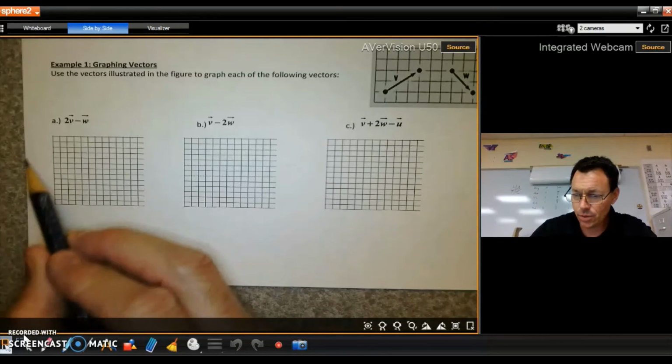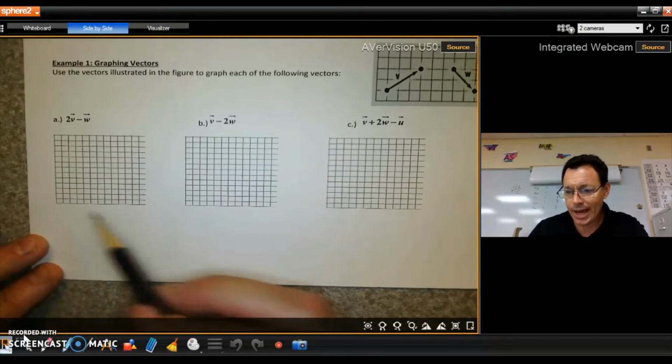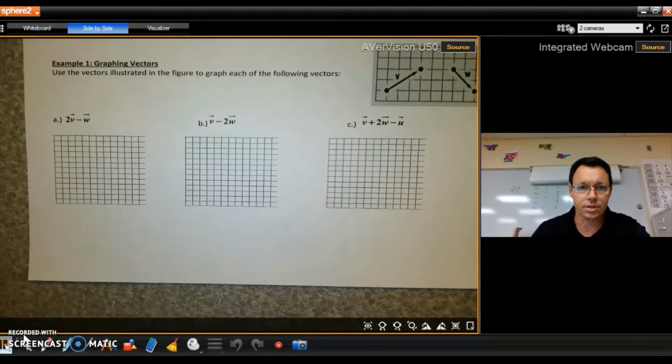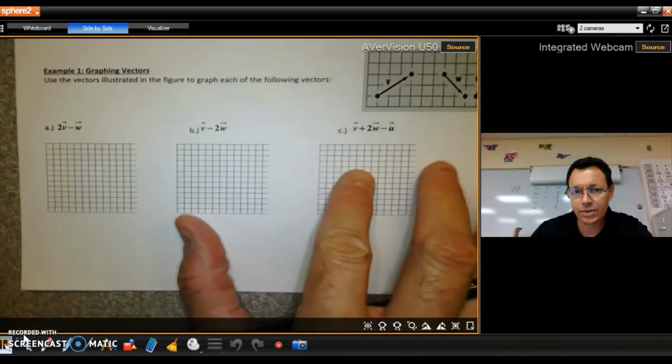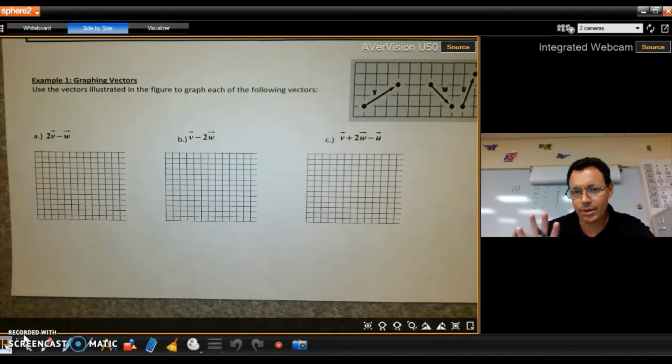Notice there's no XY axis. This is just a grid for us to use, so we can start anywhere drawing these. I always say take a look at the vectors, try to get an idea of how the overall shape is moving, and that's going to tell you where to start your picture.